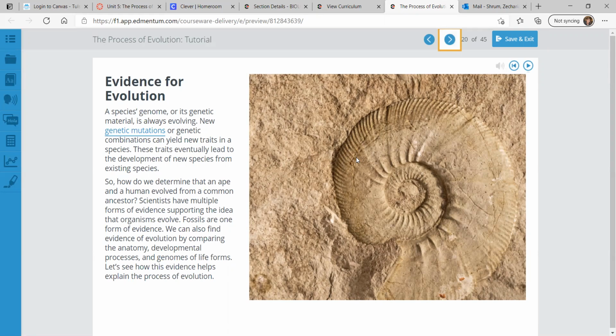And how do we determine that an ape and a human evolved from a common ancestor? Well, scientists have multiple forms of evidence supporting the idea that organisms evolve. Fossils are one form of evidence. We can also find evidence of evolution by comparing the anatomy, developmental processes, and genomes of life forms. So let's see how this evidence helps explain the process of evolution.